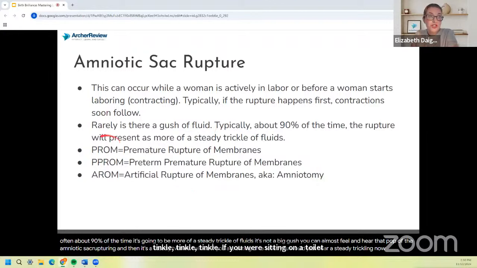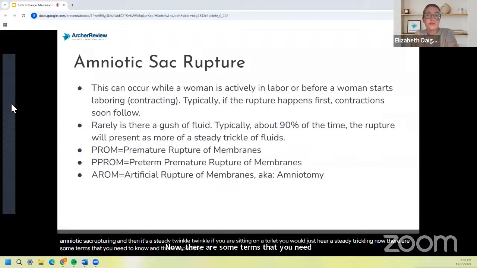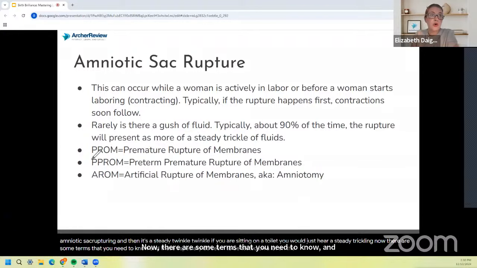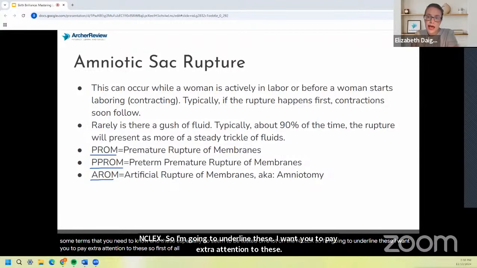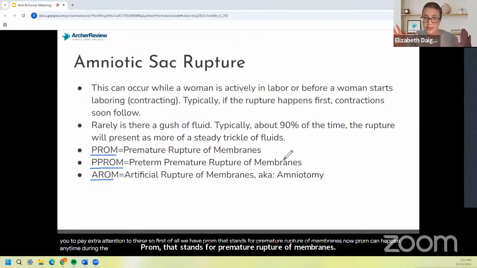Now, there are some terms that you need to know, and these especially do seem to be tested a lot on the NCLEX. So I'm going to underline these. I want you to pay extra attention to these. So first of all, we have PROM. That stands for premature rupture of membranes. Now, PROM can happen anytime during the pregnancy. It could happen at 40 weeks. All that means is that the amniotic sac ruptured before contractions started.